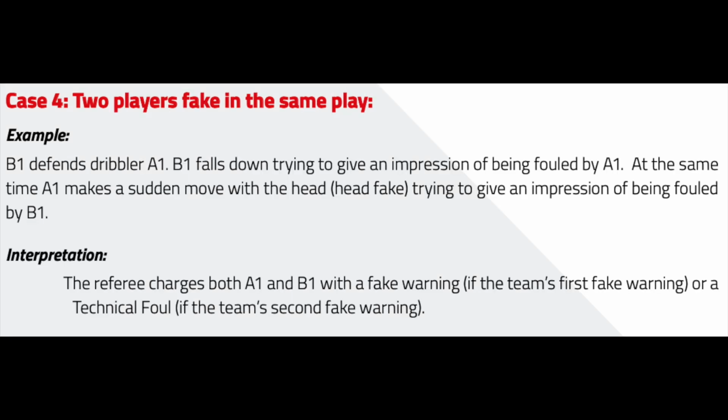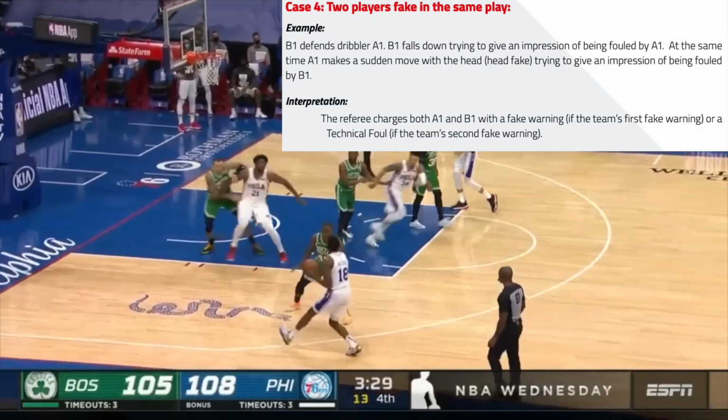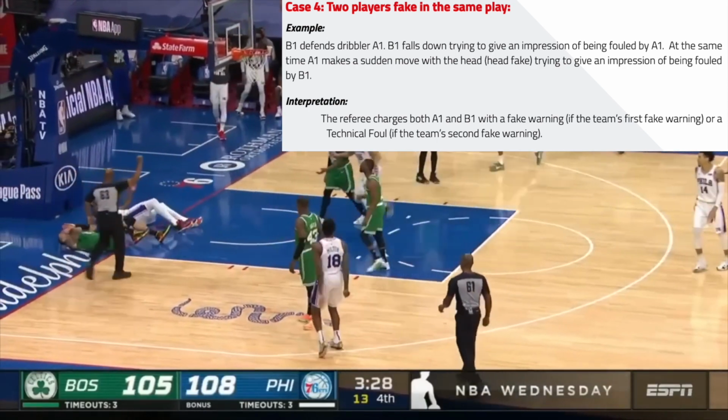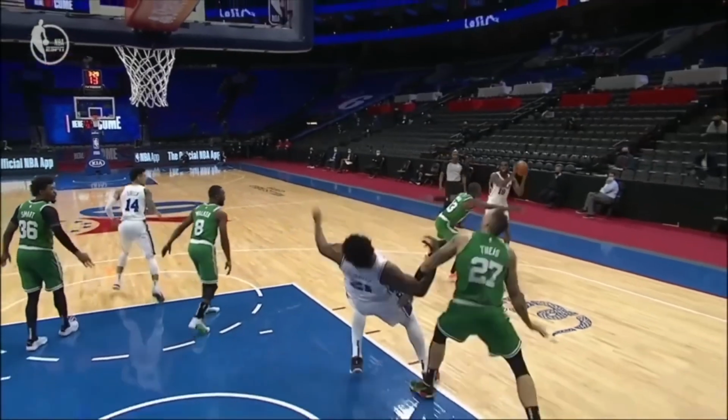Case 4 has both players faking in the same play. B1 defends A1, B1 falls to make an impression of being fouled. At the same time, A1 makes the same move with the head to give an impression of being fouled by B1. Referee charges both of them with a fake a foul warning. So these are scenarios where both players are exaggerating contact. In this clip we have Embiid and Tias both exaggerating contact at the exact same time. They would both be hit with a fake a foul warning.